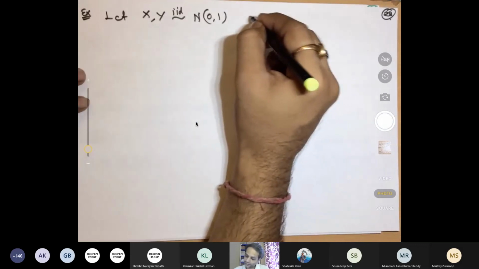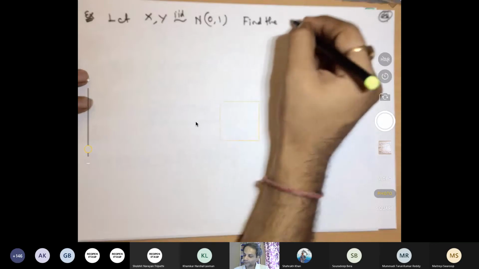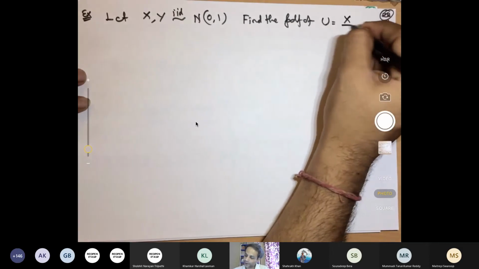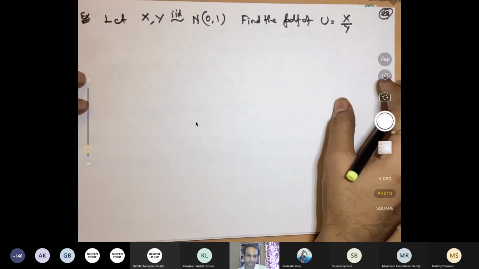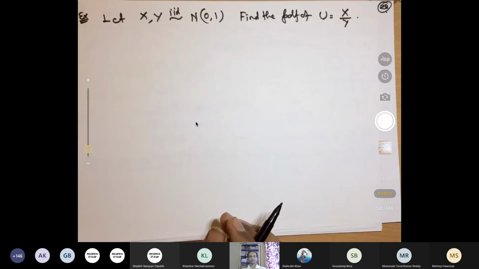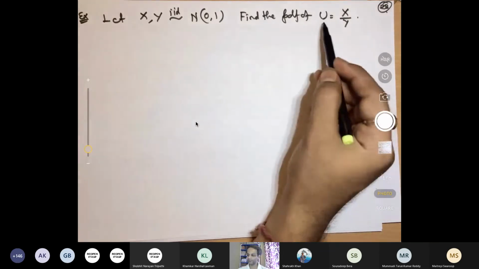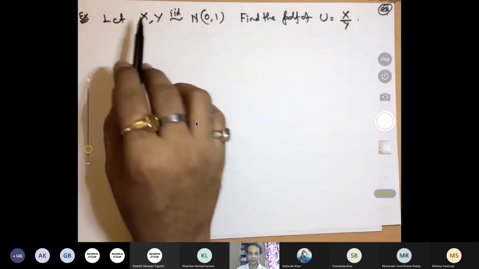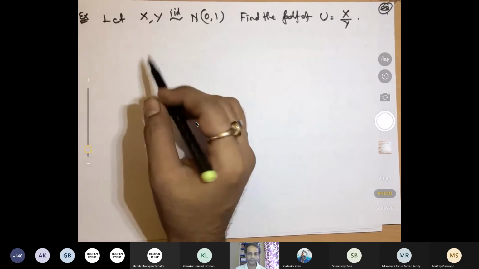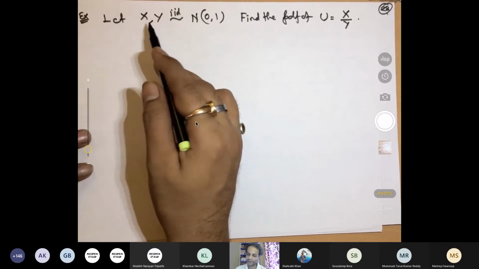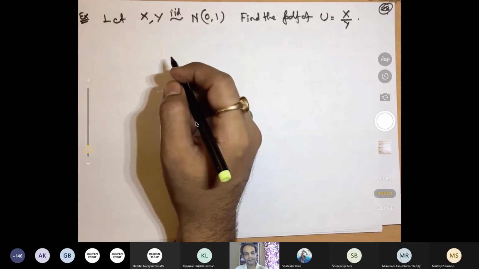Then find the PDF of u equals x upon y. Now, for this kind of problem, when you are asked to find the density function of a random variable which is a function of more than one random variable, usually what we do is make a transformation from a space of the same dimension to the same dimension and then integrate out the unnecessary variable.